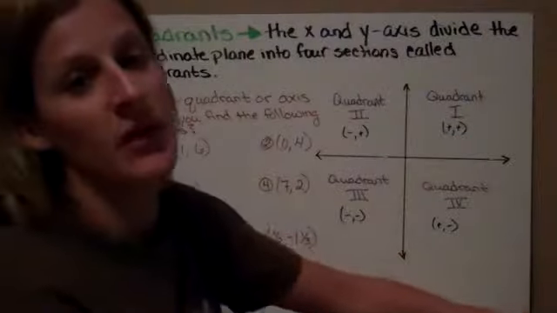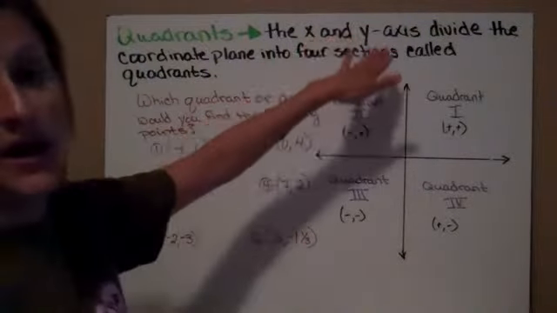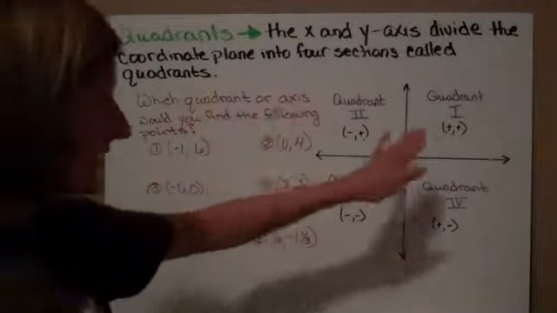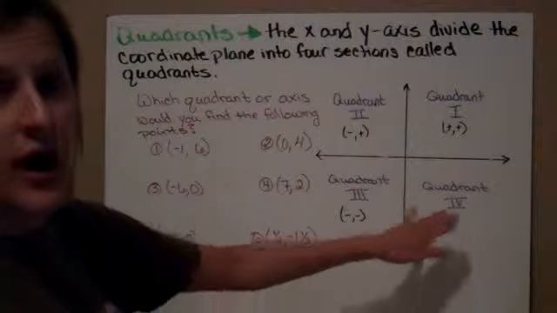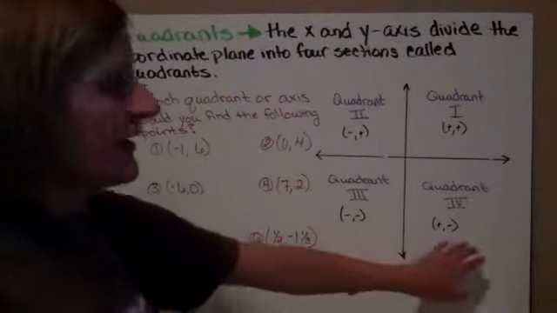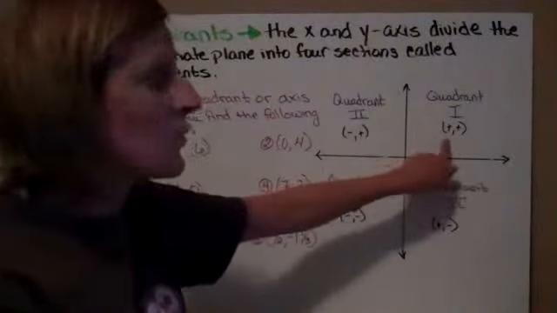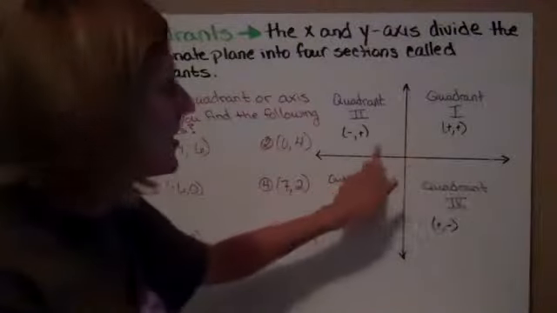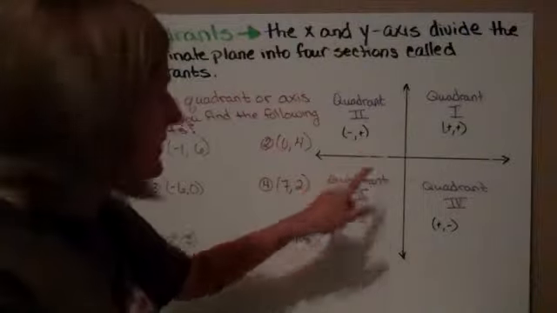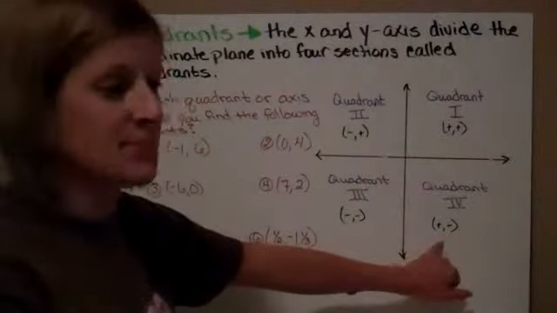Now with the coordinate plane, we also have what we call quadrants. Basically, the x and y axis are dividing the coordinate plane into 4 sections, and we call those quadrants. They're labeled 1 through 4, and they go counterclockwise. So here's 1, 2, 3, and 4. Now, in this first quadrant, both the x and y coordinates are going to be positive. The second one, the x coordinate's negative, but the y coordinate's positive. The third one, both of them are negative. And the fourth one, x is positive, but y is negative.